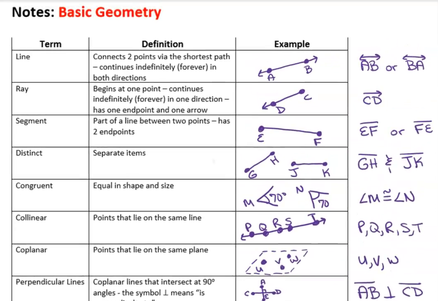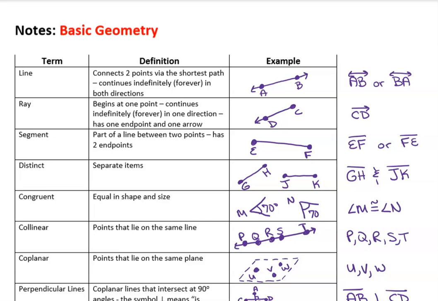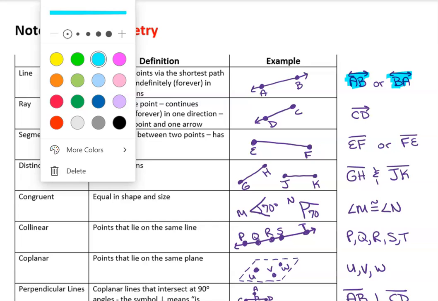Okay, so a line is something that connects 2 points. And it has arrows on both ends. It keeps going and keeps going. Look, it can look like this, and it can be written like this. The order doesn't matter. It could either be AB or it could be BA.